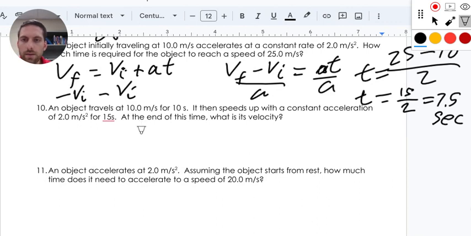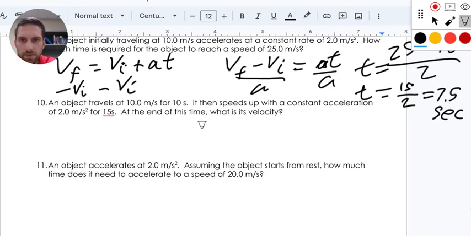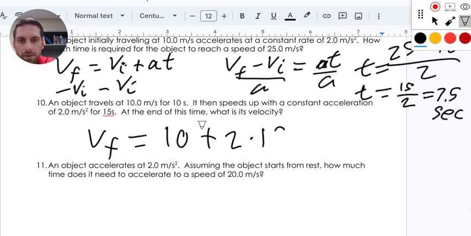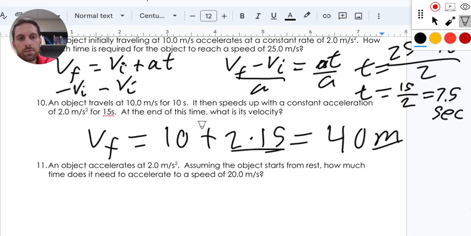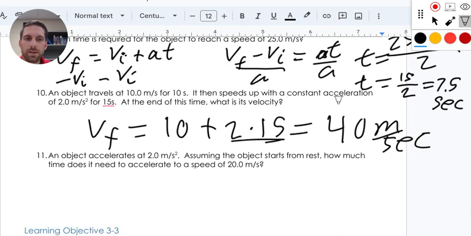All right. It travels 10 meters per second initially, and then we have that acceleration for 15 seconds. So Vf equals 10 plus 2 times our time period that it is accelerating, 15. 30 plus 10 is 40. And that's in meters per second, not meters per second squared. It's velocity. Meters per second for velocity, meters per second squared for acceleration.